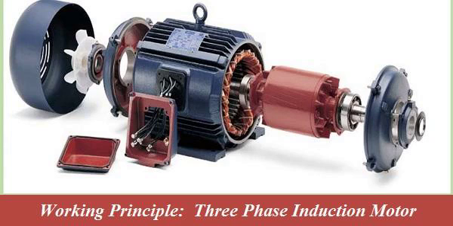Rotating magnetic field. When the three-phase power supply is connected to the stator windings, it creates a rotating magnetic field due to the phase displacement of 120 degrees between the windings. The rotating magnetic field moves at a synchronous speed, which is dependent on the frequency and the number of poles in the stator winding.